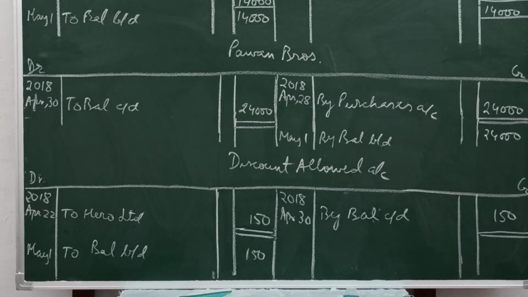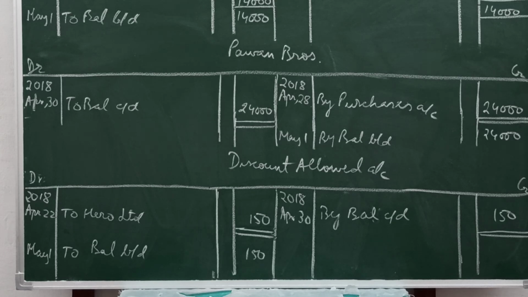This has to be posted on the debit side, and in the credit you have Hero Limited. So it will be to Hero Limited with rupees 150. Don't write 9,000 in a hurry. That relates to the account of Hero Limited, and neither will you see cash account. You have to ignore it because it is on the same side. Now when you balance April 30th on the credit side, because debit is more, by balance carried forward, you can draw a double line. May 1st to balance brought down.